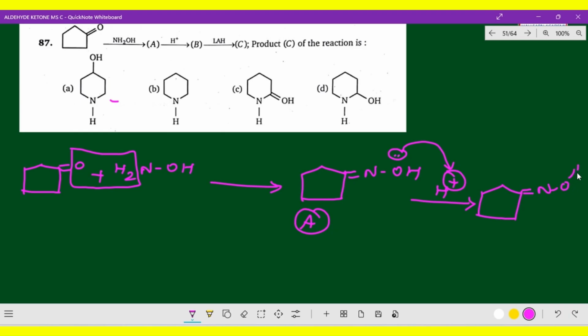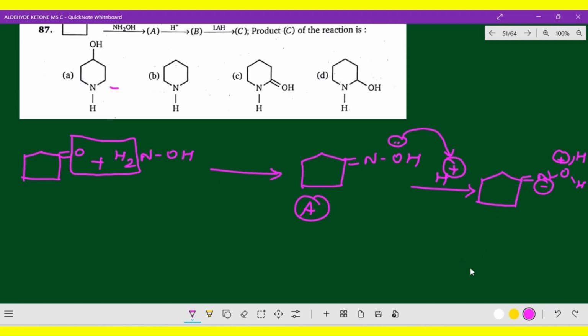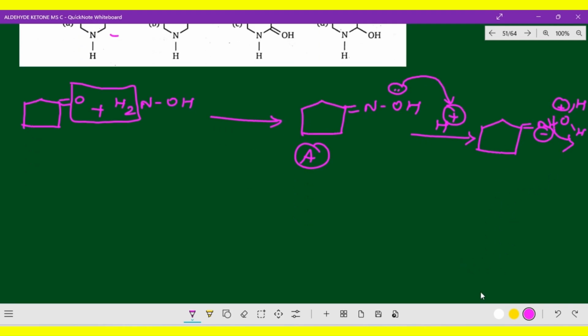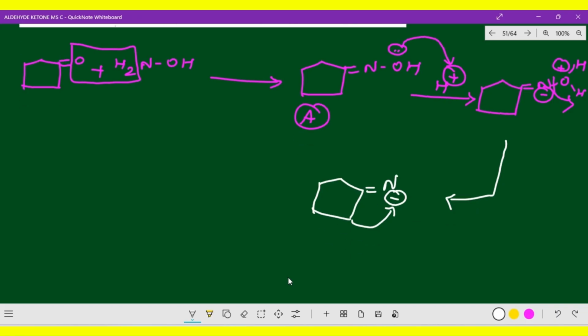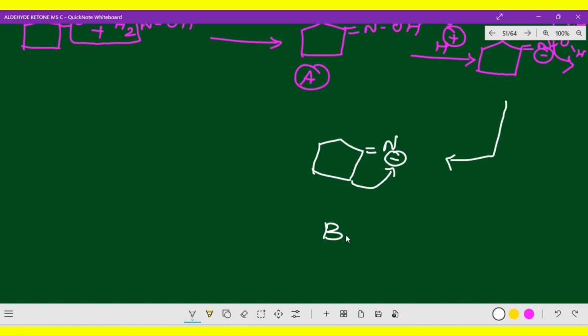So N, here O, here one H, and here one H. This is the positive charge and this is the negative charge. So water molecule is released, and you'll be getting a double bond to N and a minus charge. Actually here minus charge and here double bond, right? Now this point is going to attract. So this is actually Beckmann's rearrangement. It is taking place at this point only. What do we call this? Beckmann's rearrangement.